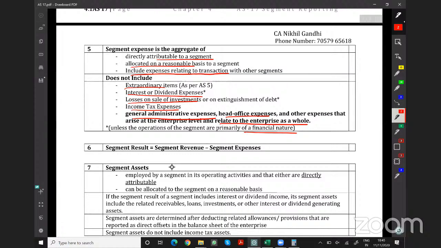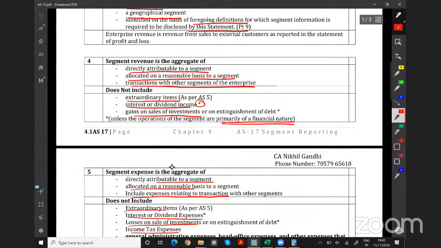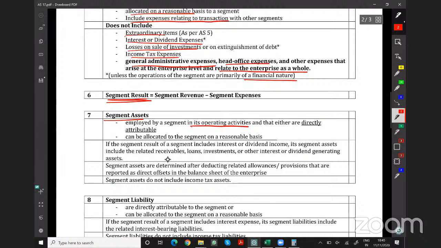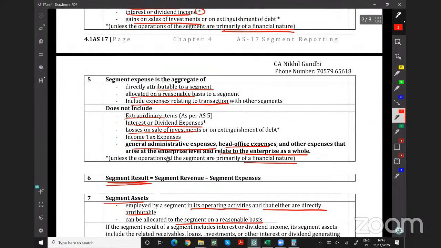So segment revenue we have understood, segment expenditure we have understood. Segment result is nothing but profit, which is segment revenue minus segment expenditure. Segment assets are those employed by the segment in its operating activity and that either are directly attributed or can be allocated to the segment on a reasonable basis. That's all. The same point which we've read in income as well as in expenditure. Segment liability, same thing. Directly attributable, allocated on a reasonable basis.